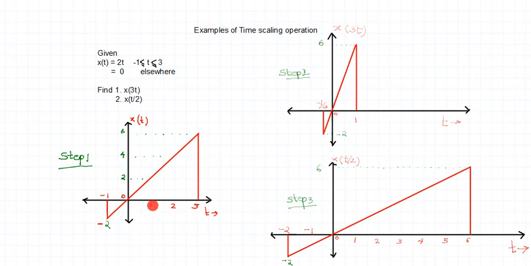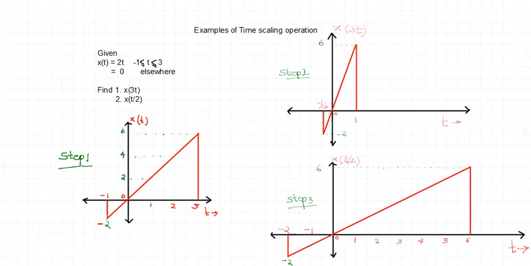1 by 3. Right? This particular point will appear at 1 by 3. This particular point will appear at 2 by 3. And where will the terminating point of the signal appear? 3 by 3. It means that this terminating point having a magnitude of 6 is going to appear at 1. So if you simply go to 1, the magnitude should be 6.